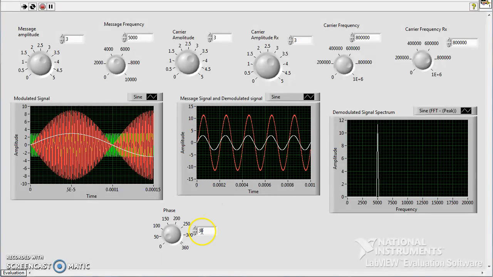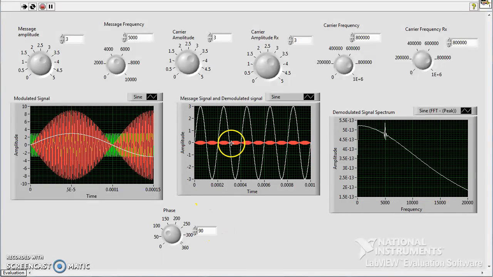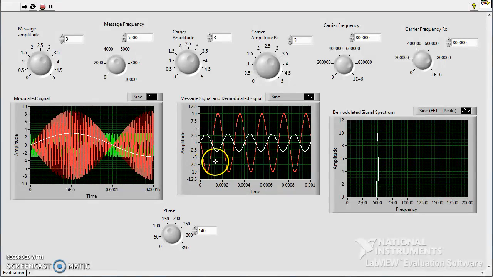Now I'll make it 90 degrees. You could see that cos 90 is 0. Since it is 0, we can't demodulate the signal. Next, let me make it 140. Yes, demodulated but with opposite phase. Once again the amplitude is reduced when compared to the amplitude at 0 phase.